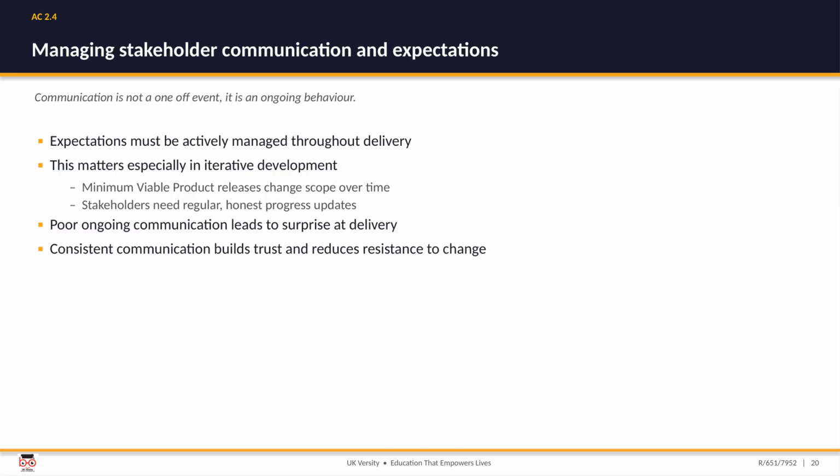Expectations have to be actively managed as the work unfolds, and this matters most in iterative development. When you release a minimum viable product and the scope shifts over time, stakeholders need regular, honest updates on progress. Neglect that, and people are ambushed at delivery by something they did not expect. Keep it consistent and you build trust, which in turn softens the natural resistance people feel towards change.